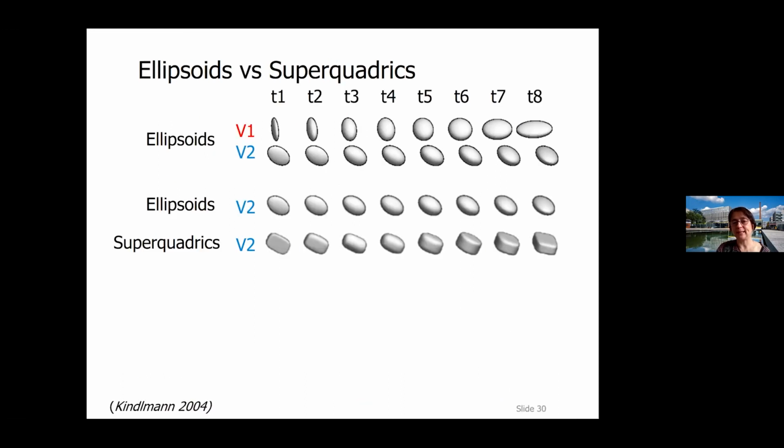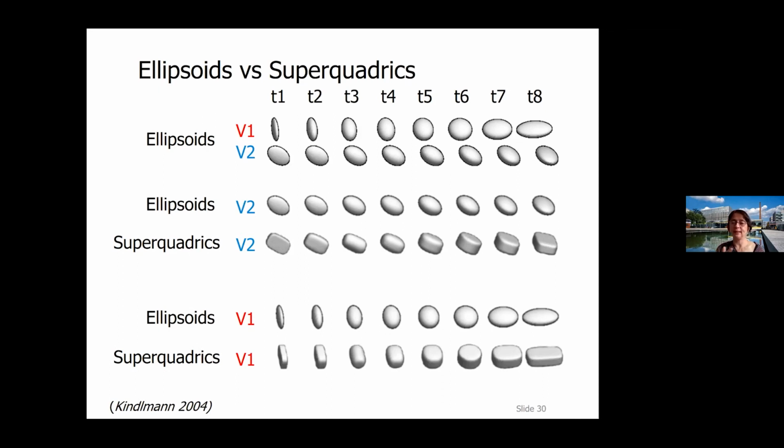So if we look at the example I showed before and we use it with superquadrics, we can clearly see that with the superquadrics, these are different tensors, while if we look at the ellipsoids, this was not visible. Yeah, and from the first view you could already see it there, but now looking at the superquadrics, you see it more clearly.